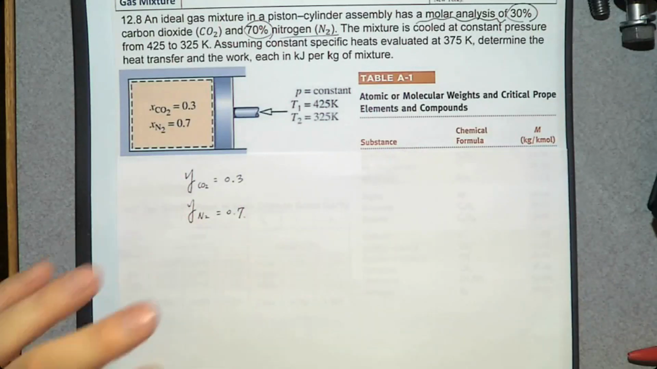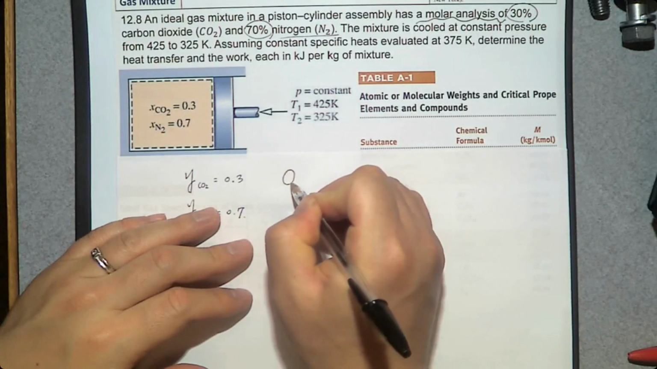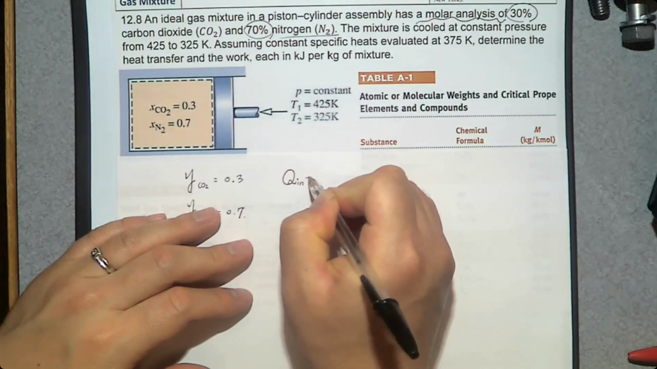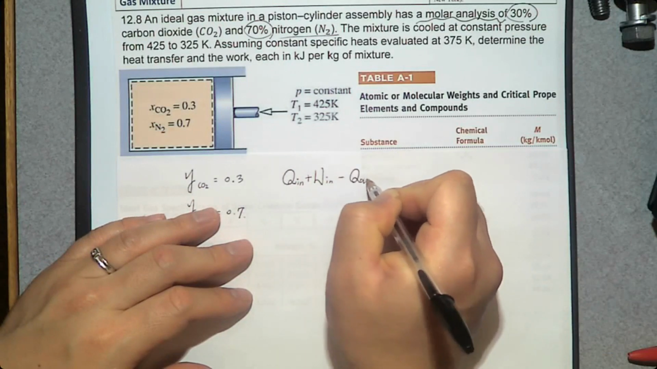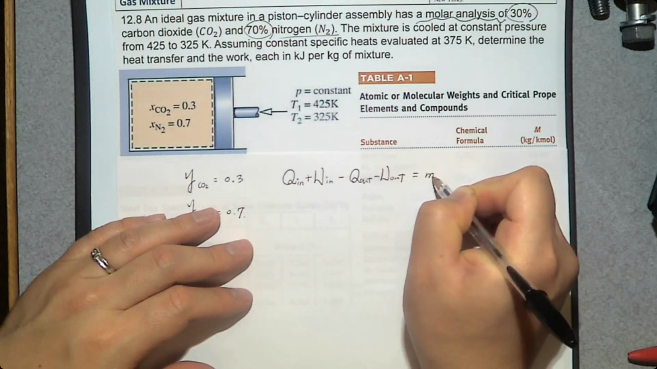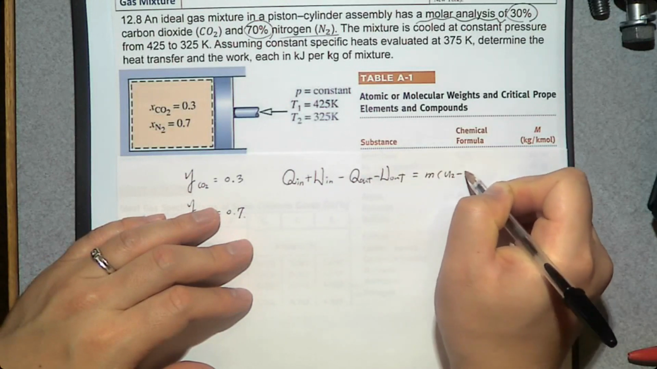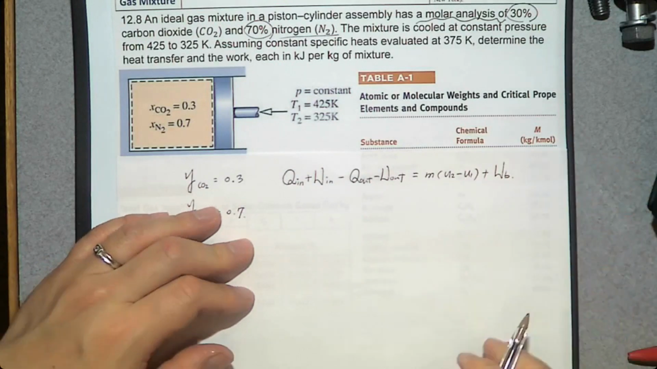We studied in Thermodynamics 1, the energy balance equation for a closed system is going to be Q in plus W in minus Q out minus W out is going to be mass times U2 minus U1 plus moving boundary work.